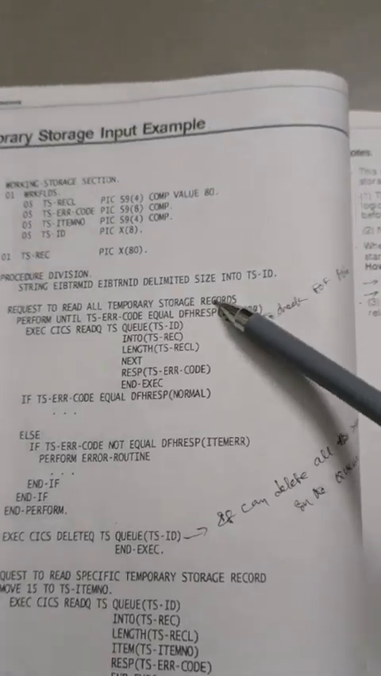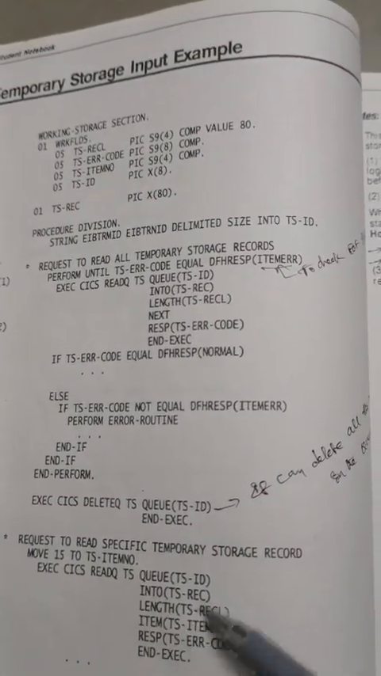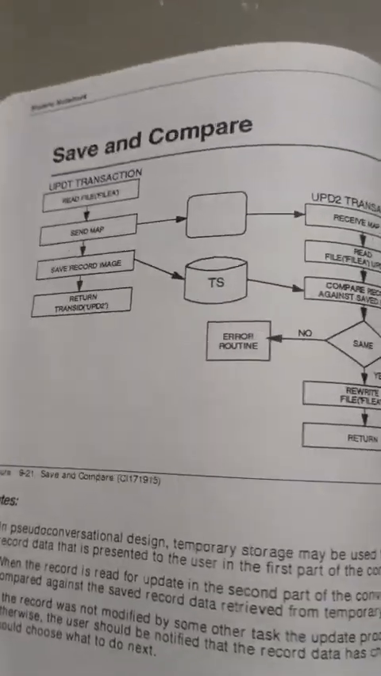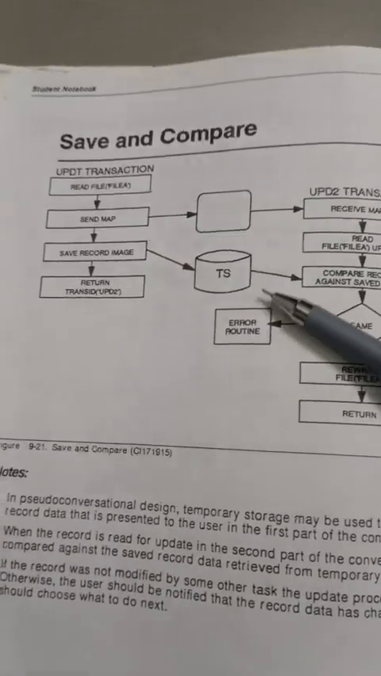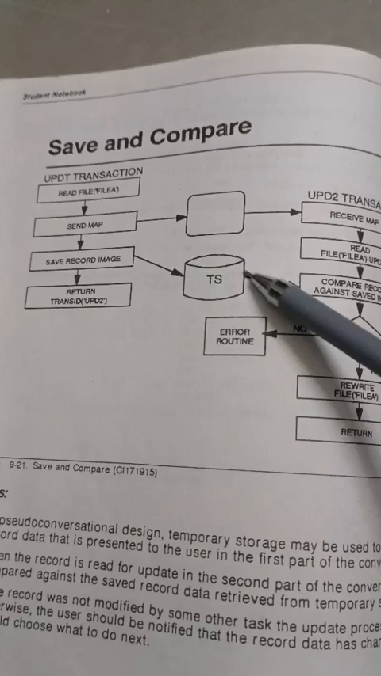And these are sample commands: a write queue temporary storage queue, and a read queue temporary storage queue. This is an overview of the sample command for saving and comparing in the update option.